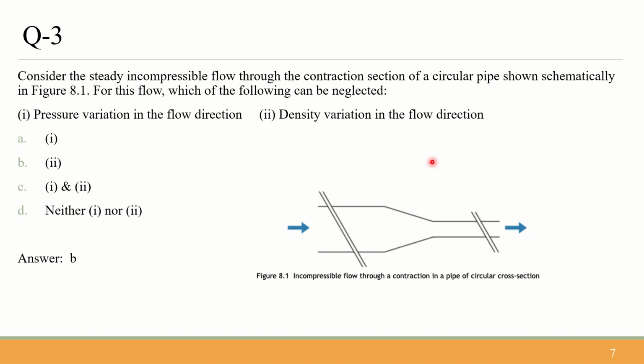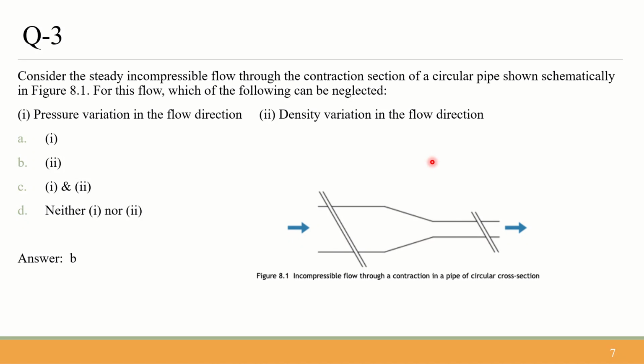So let us first understand what is given in this problem and then we'll see the options. The first one, it is mentioned steady state problem. Here it is mentioned that the flow is a steady state problem. So steady flow is happening. And second one, it is incompressible flow through the contraction section. That is obviously mentioned. So here it is a steady and incompressible flow.